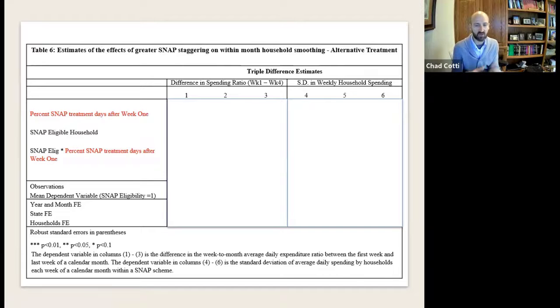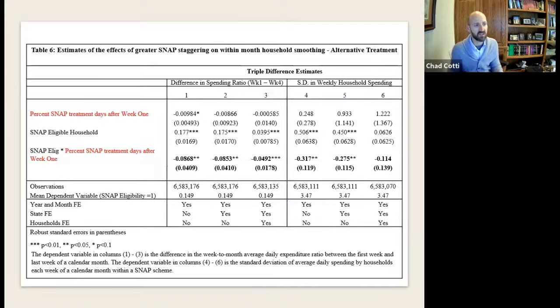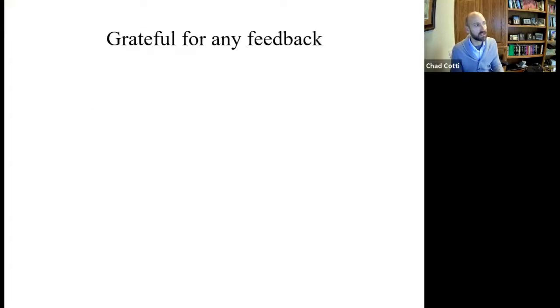Here, it's the same exact analysis, except we're using that percent of SNAP treatment days after week 1 as our treatment. So in essence, the treatment here is the probability you're treated after the first week. That's basically the way that you could think about that. And it's a very similar story. We get negative effects on both of these measures, that these households seem to be smoothing a little bit better. So that's kind of what we find.